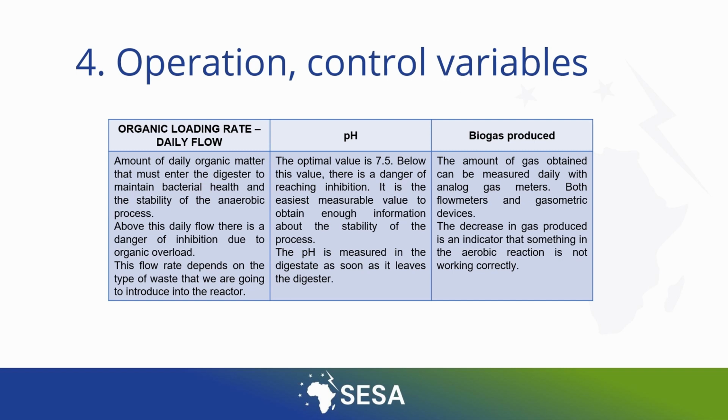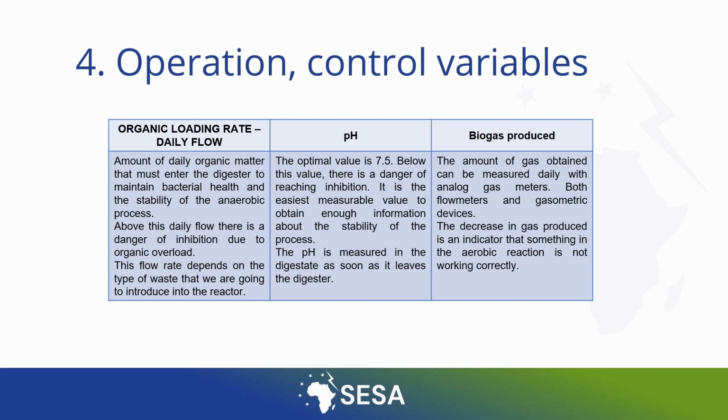pH: the optimal value is 7.5. Below this value, there is a danger of reaching inhibition. It's the easiest measurable value to obtain enough information about the stability of the process. The pH is measured in the digestate as soon as it's released from the digester.